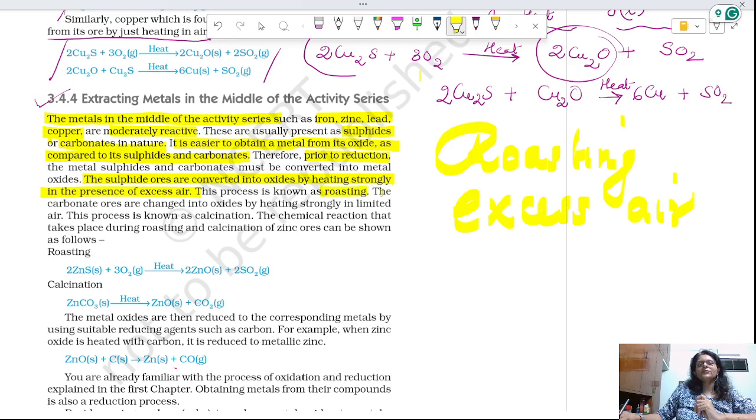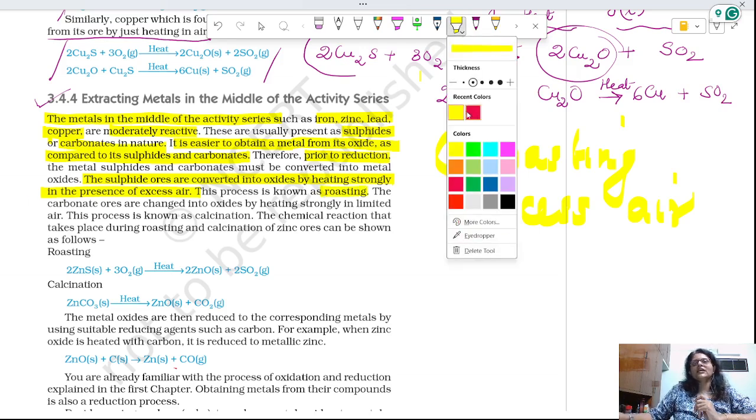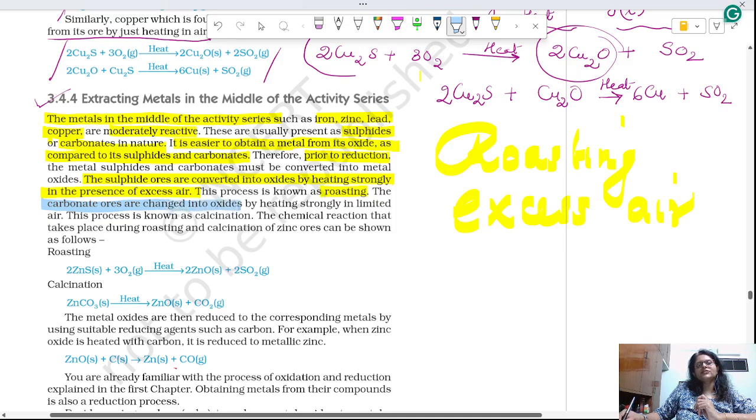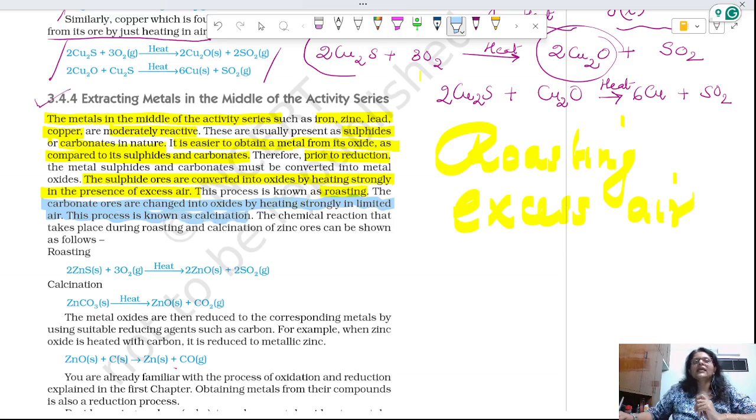The carbonate ores are changed into oxide by heating strongly in limited air or in the absence of air. And this process is known as calcination. The chemical reaction that takes place during the process is as follows. When you are learning it, I want you to learn it properly with all the things in that equation. You should be balancing that equation, right?